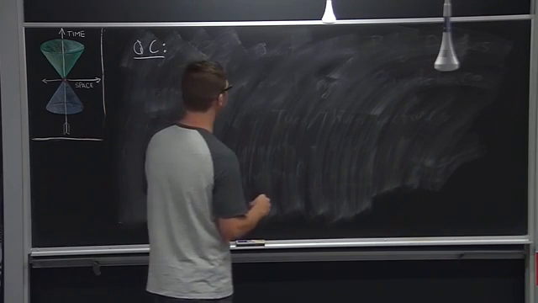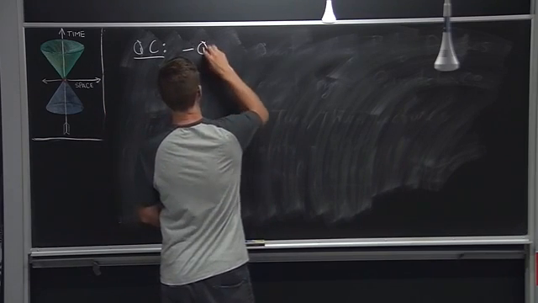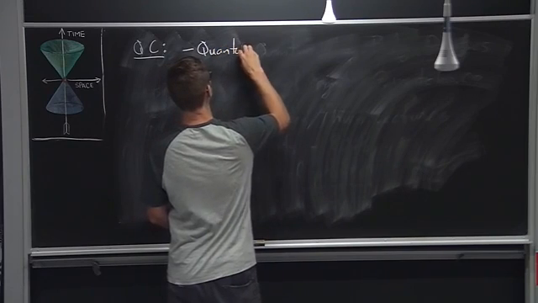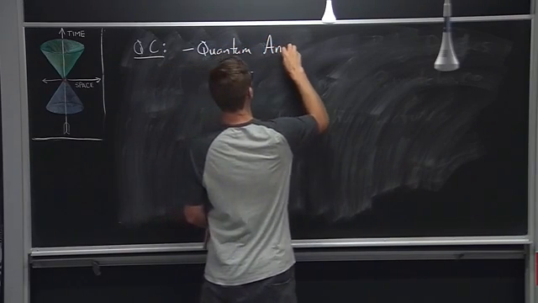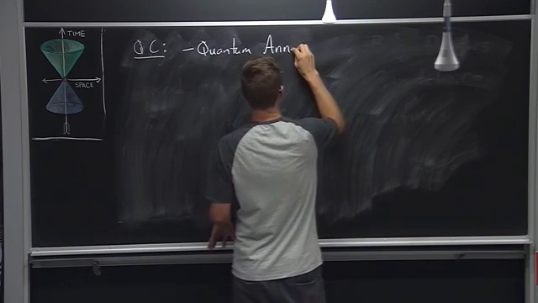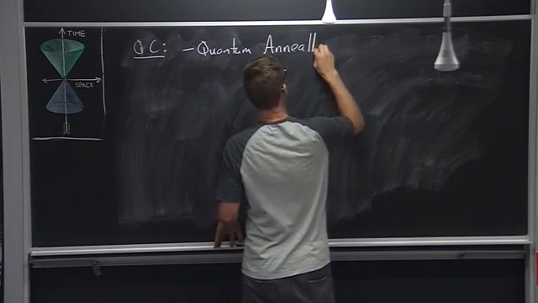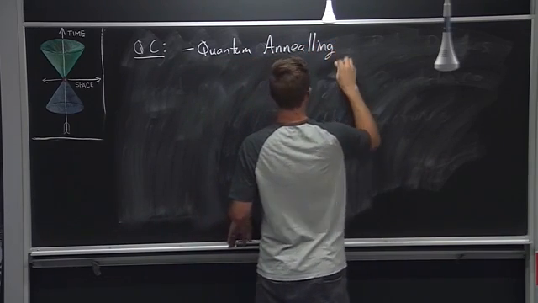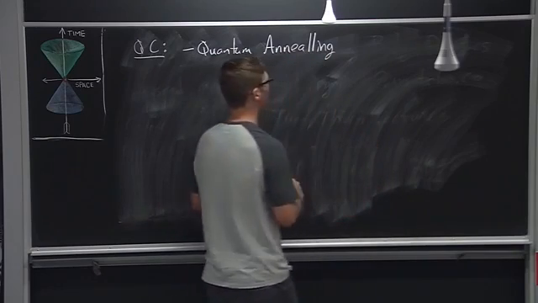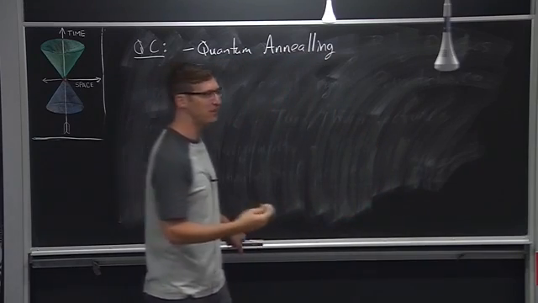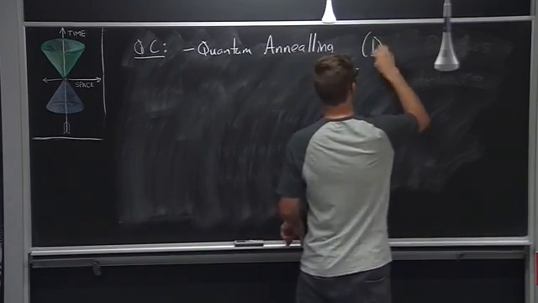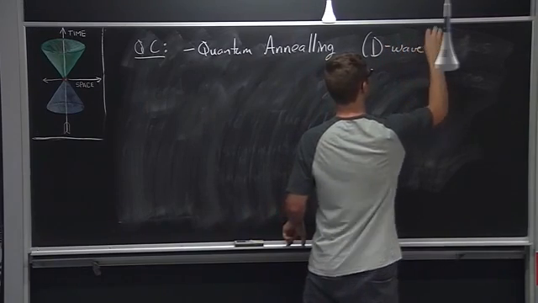Let me start from the easiest to the hardest. Quantum annealing maybe is the easiest to implement. Ooh, I don't know how to spell that. Two N's or two L's? Let's do two of both. That's definitely wrong. So quantum annealing is what D-Wave does, or claims to do.